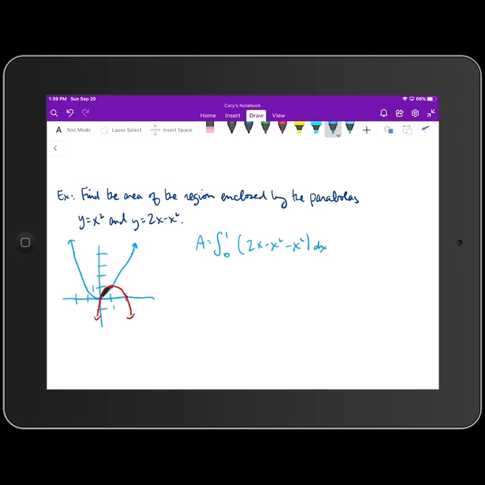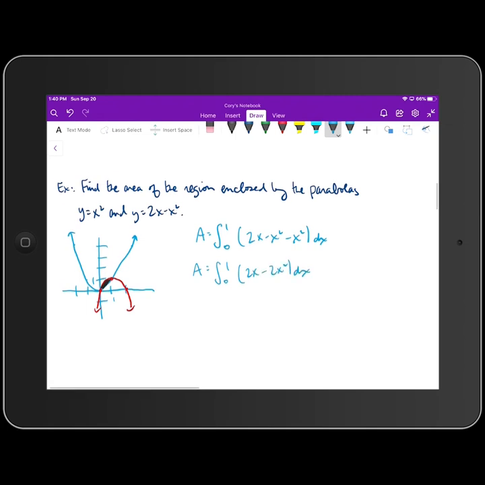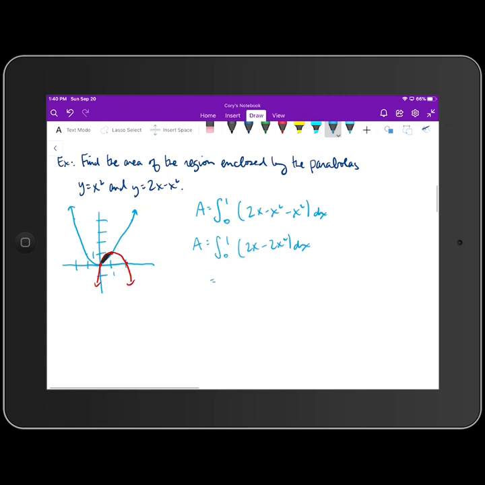Now the thing you need to be careful of here is if your function that bounds the area from below has multiple terms, which this one doesn't have, but if it does have multiple terms, you have to make sure you subtract that entire function. Okay, so if we want to compute, we're going to just combine like terms, so we get 2x minus 2x squared, and then we can go ahead and integrate that term by term.